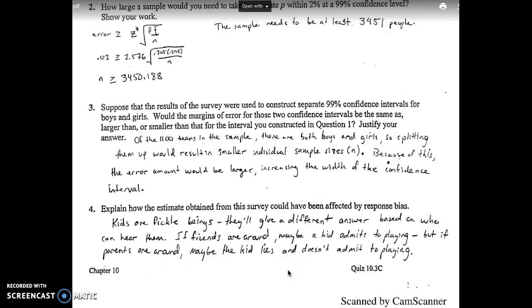And there's other things you could come up with. As long as they're plausible and you give a good explanation, you would earn the points for this question. Okay, that's the whole 10.3c practice quiz.